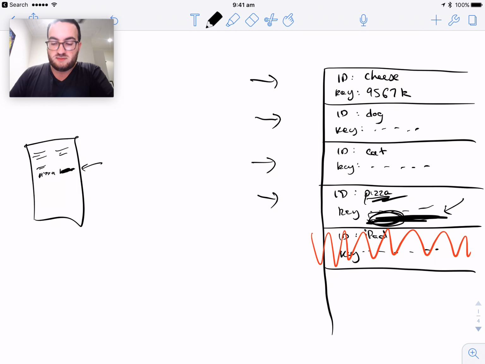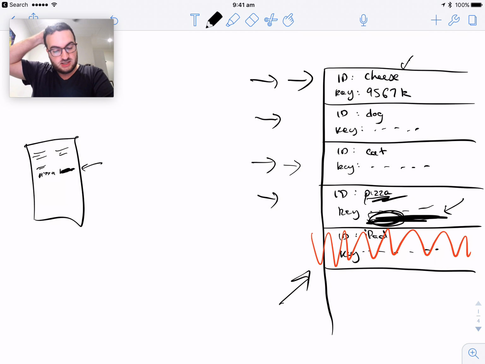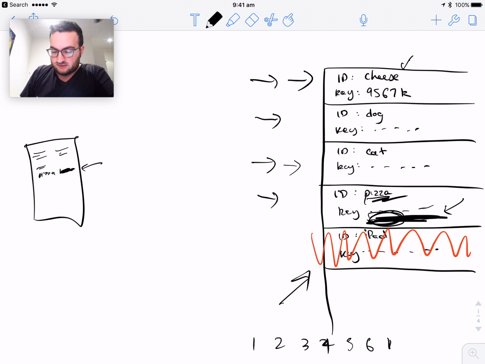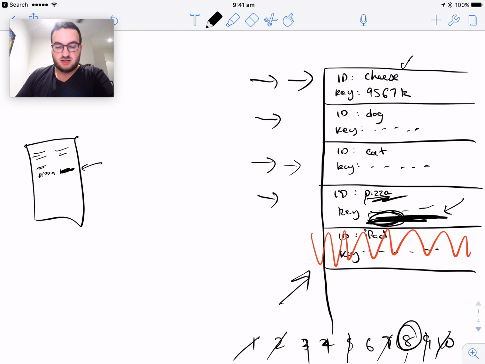Now, on average, sometimes I might get lucky. Sometimes pizza might be the first one, and sometimes, if I'm really unlucky, it might be the last one. But on average, I'm going to find it halfway through. It's kind of like if I said pick a number from 1 to 10, and I tried to guess it, 7, 8, 9, 10. If you picked 8, it's going to take me on average halfway through before I actually pick that number. And the same is true here.